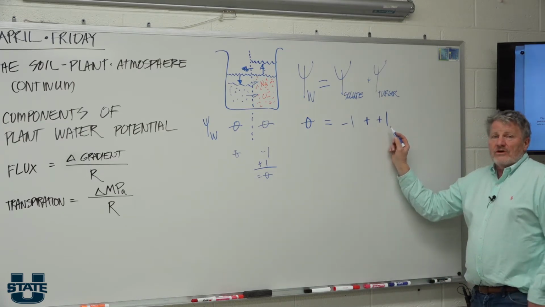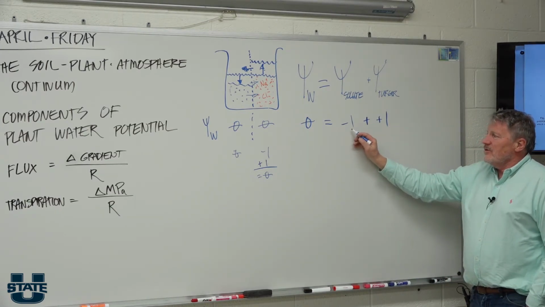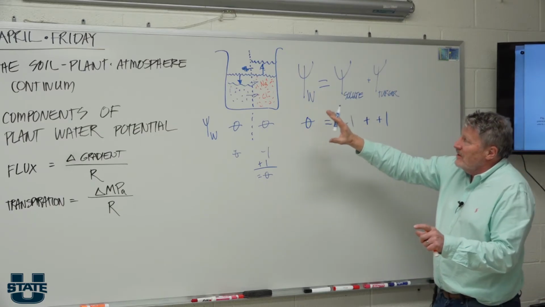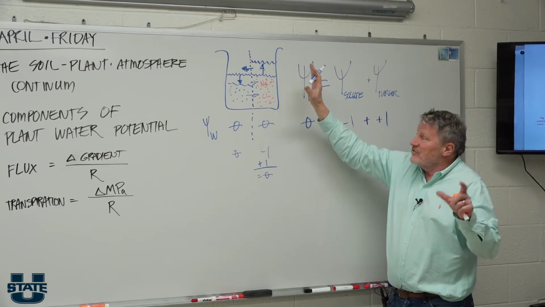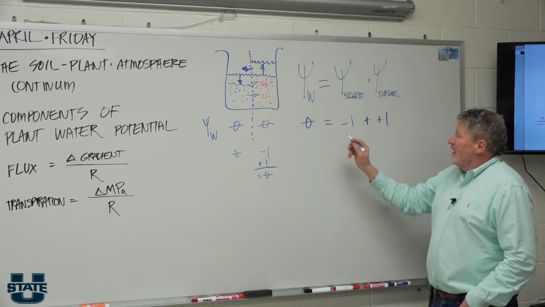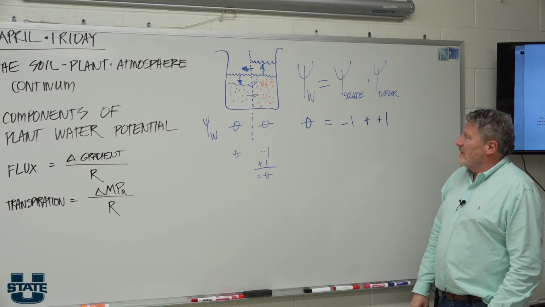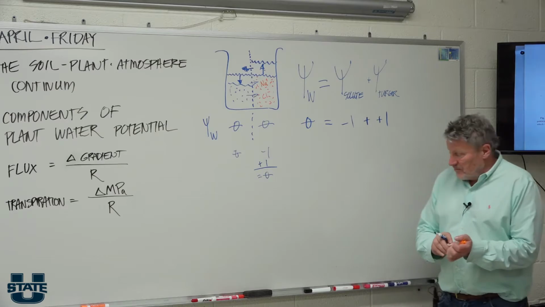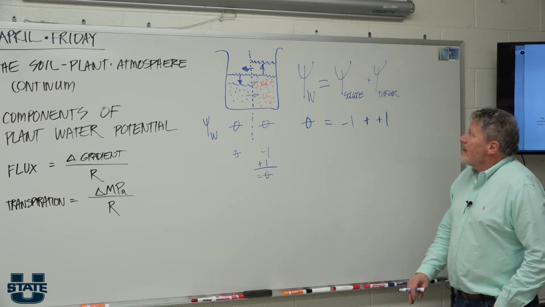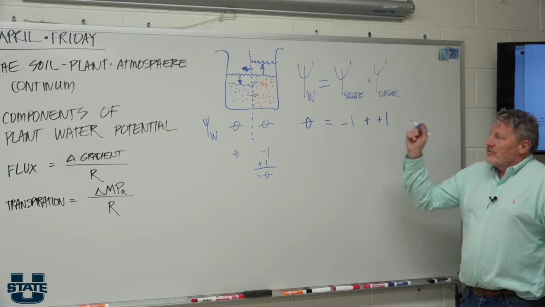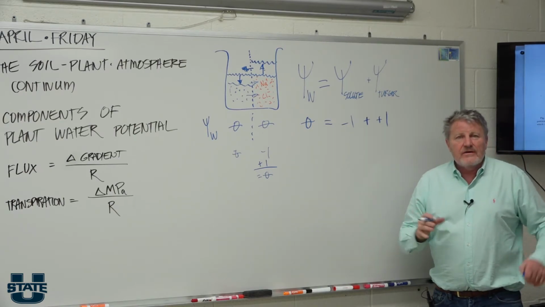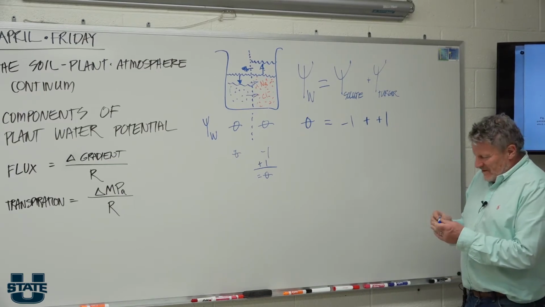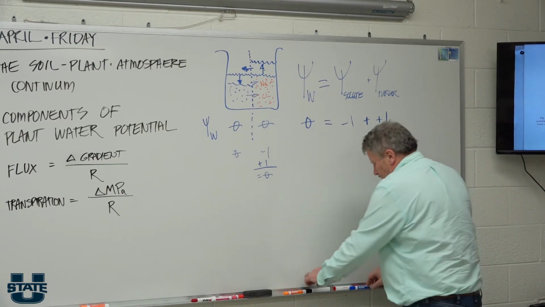So the turgor went to +1, pushed back, equalized this number, and this is equilibrium. This would keep happening until it gets to steady state, and it would get to steady state at this value. This is the fundamental concept of plant water potential, that turgor pressurizes things.